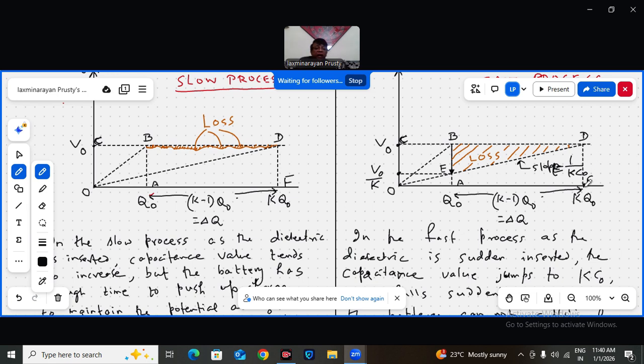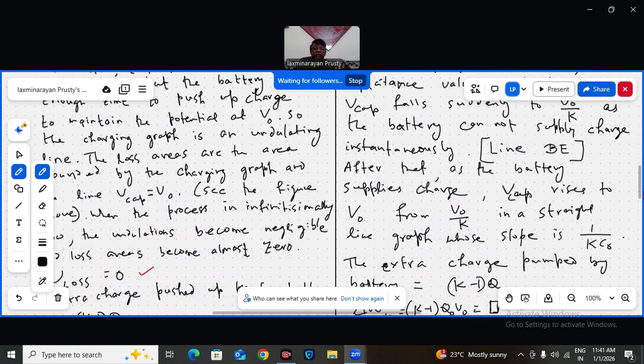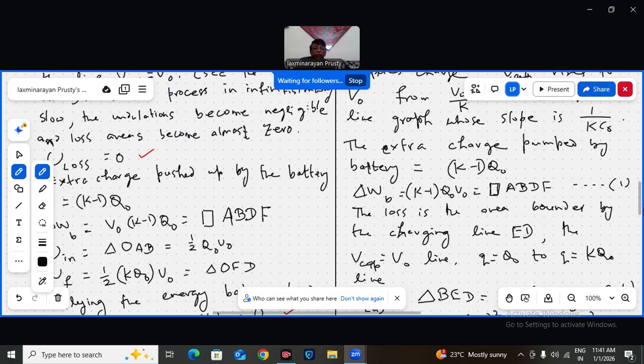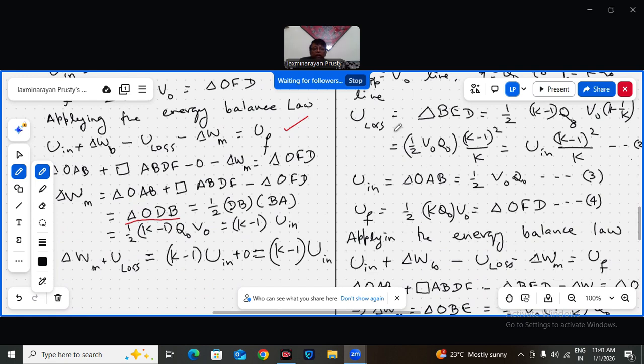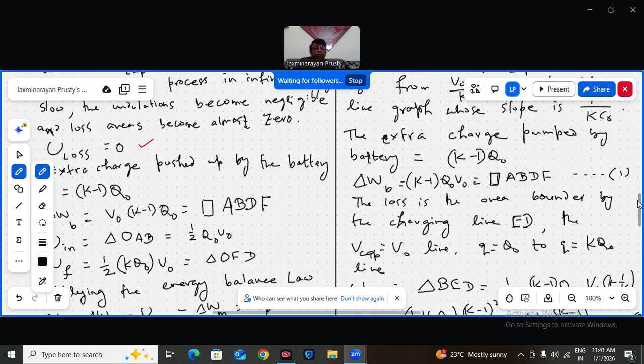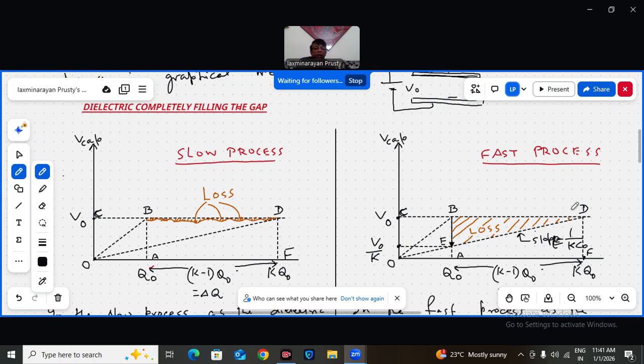Now the area between the charging graph, which is the E line, and the V naught line, and Q equal to Q naught to K Q naught, this triangle area is the loss. That is the maximum loss, the loss in the fastest, quickest process. So that is what we saw here. Let me show the loss. Loss will be that BED triangle.